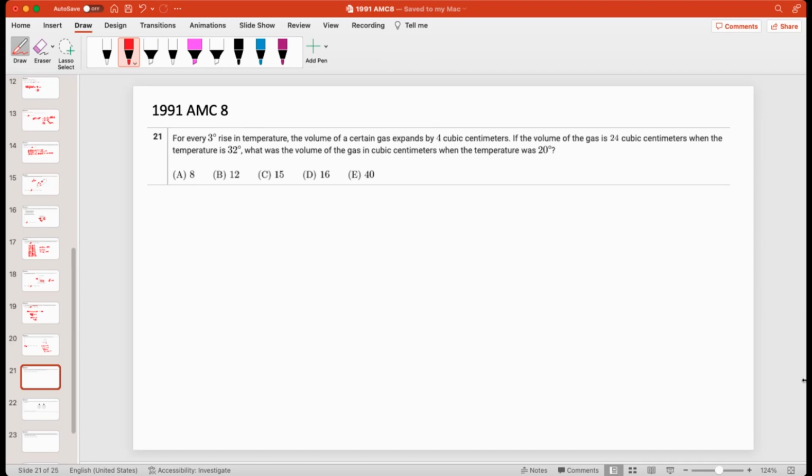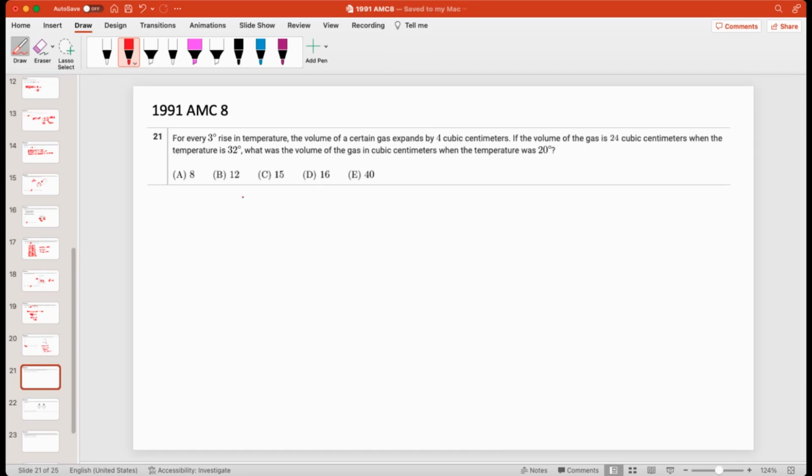For every 3 degrees rise in temperature, the volume of a certain gas expands by 4 cubic centimeters. If the volume of the gas is 24 cubic centimeters when the temperature is 32, what was the volume of the gas in cubic centimeters when the temperature was 20? So for every 3 degrees rise, we have to see how many times the temperature rose from 20 to 32.